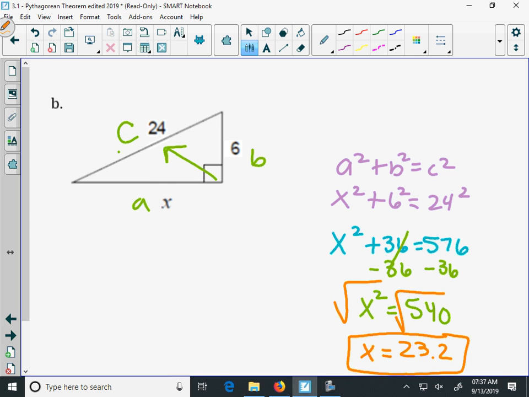Sometimes it asks for the nearest tenth, which is 1 decimal place. Sometimes it asks for the nearest hundredth, which is how many decimal places? 2. Those are the big ones that you're asked here: tenth and hundredth. Tenth is 1, hundredth is 2. And 10 has 1 zero, 100 has 2 zeros. Remember your placement.